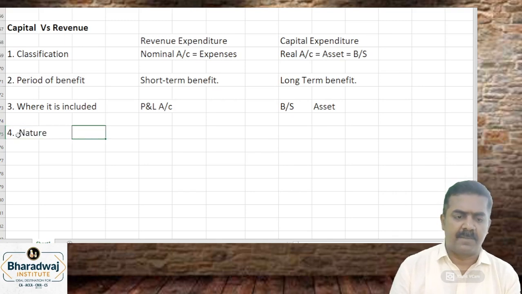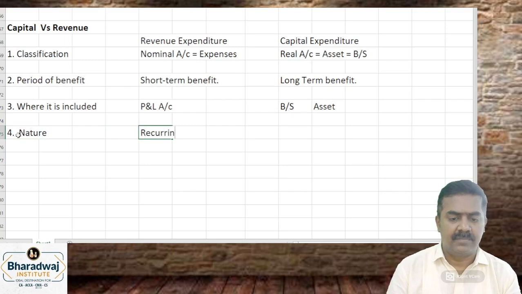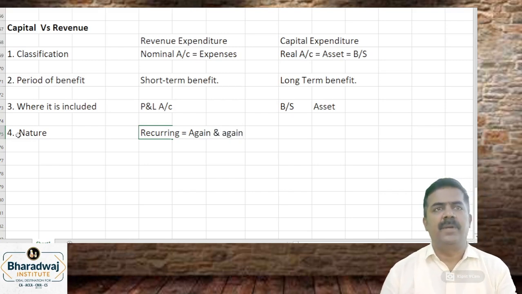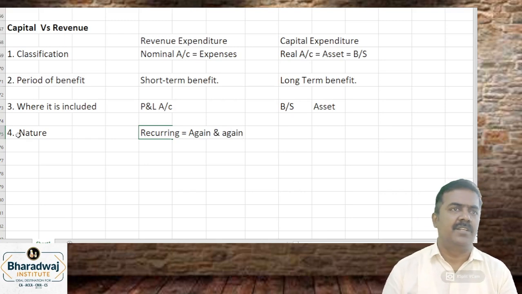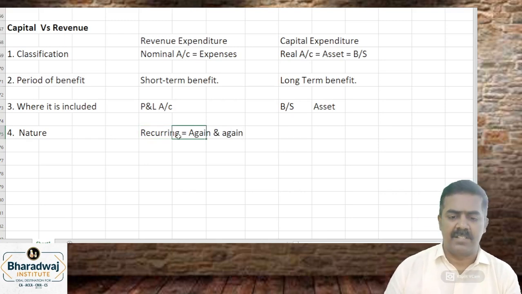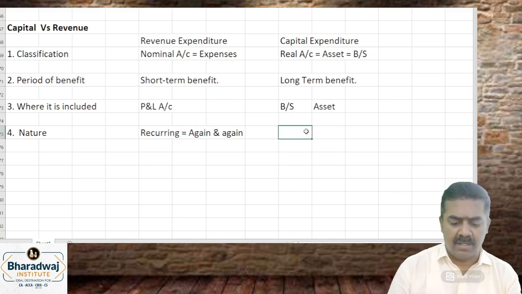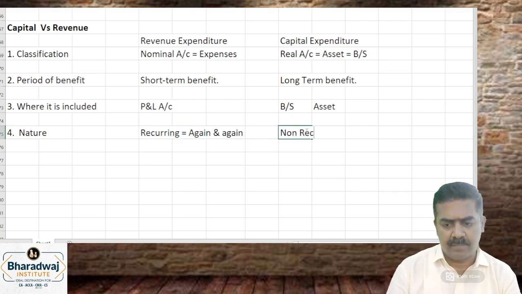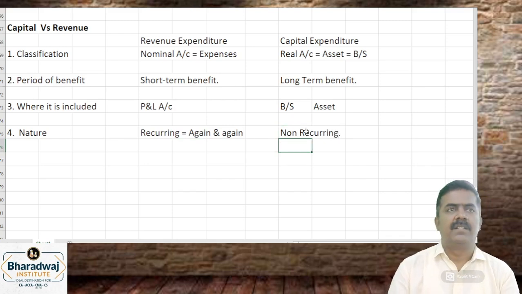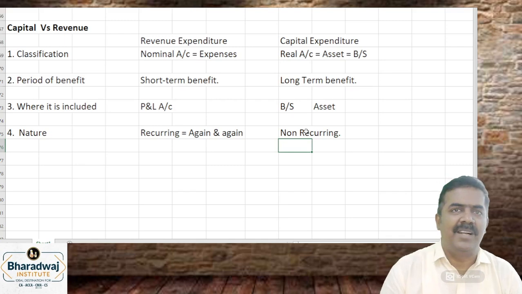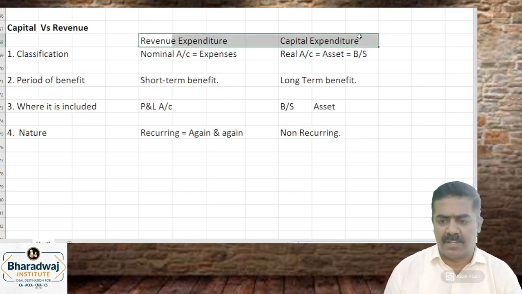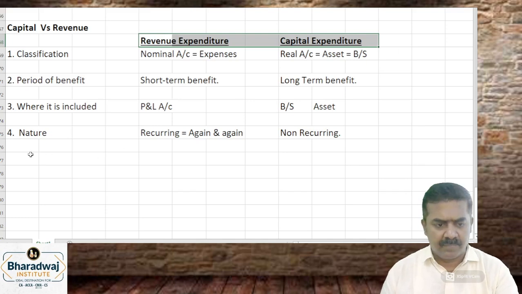Nature of expense. Revenue expenditure will be recurring. Recurring means again and again it will come. We will keep on paying every year, every month: salary, rent, insurance, electricity, purchases and all. Recurring expenses. Capital expenditure will be non-recurring. Non-recurring means, will you buy land, building, furniture every year? No. Will you purchase every month? No. That is called non-recurring expense. Capital expenditure will be non-recurring in nature.